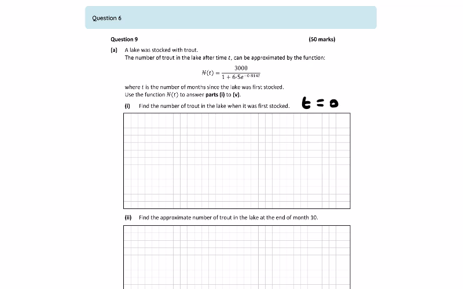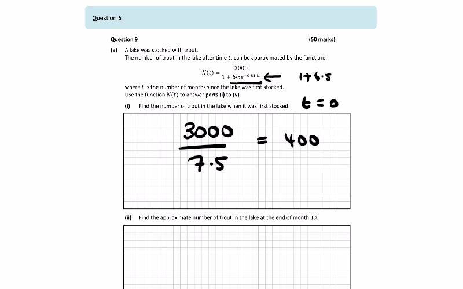So t is equal to 0. So e to the power 0 is equal to 1. So we're going to get 1 plus 6.5 on the bottom. So we're going to get 3,000 over 7.5, which is 400. Part 2, we're just subbing in here, calculator use.